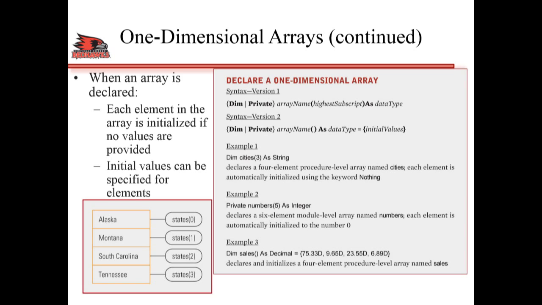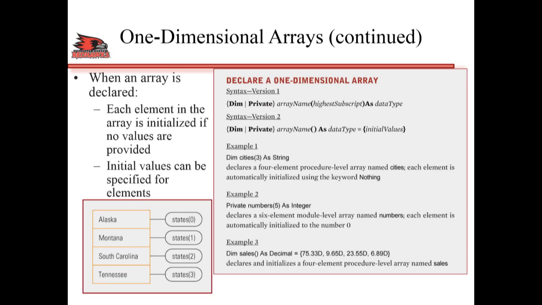Now we have a few examples here. The first one is Dim cities(3), meaning that we are defining a string array named cities having 4 elements, not 3, because it starts from 0 and goes to 3, so we have 4 elements.